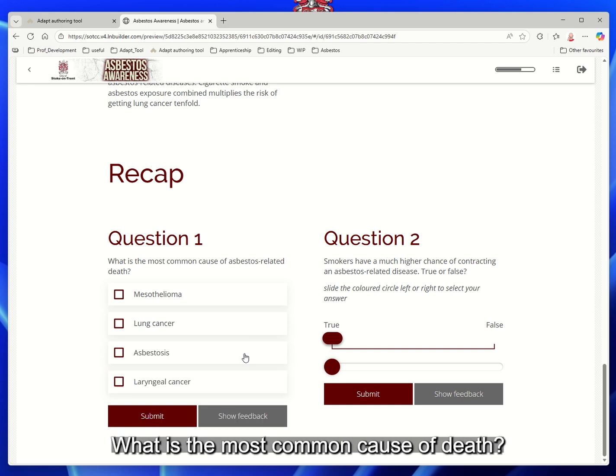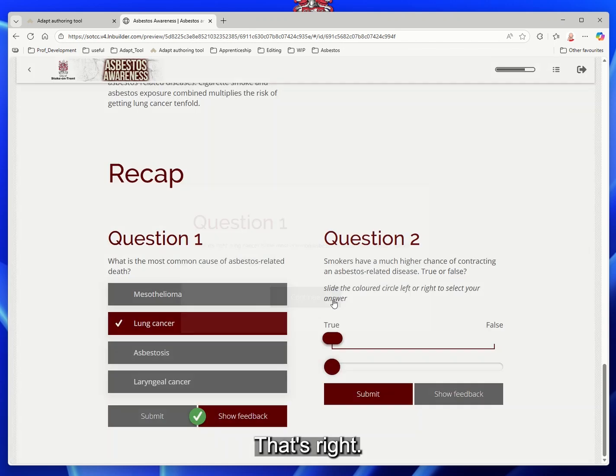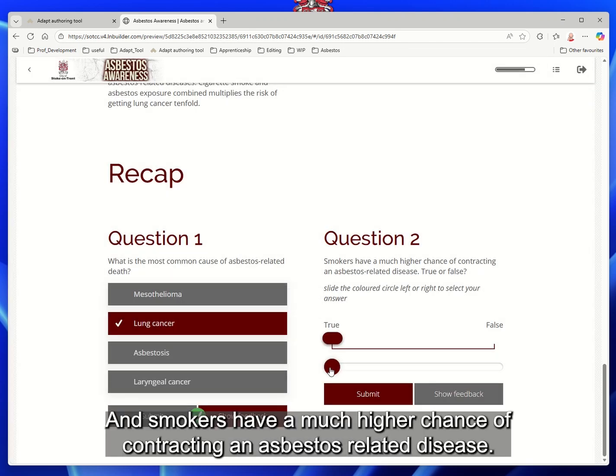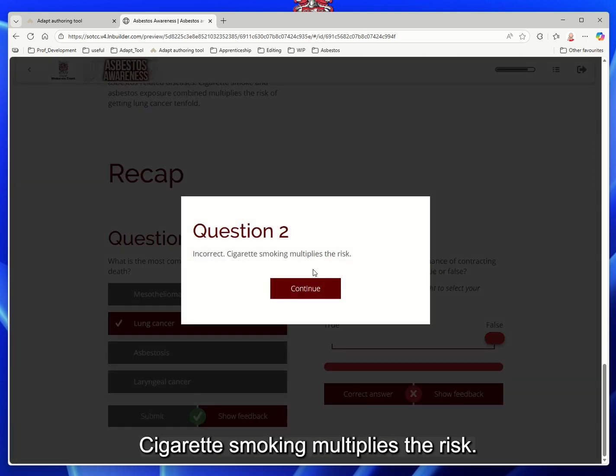What is the most common cause of death? Well, I think I said there that is lung cancer. That's right. And smokers have a much higher chance of contracting an asbestos-related disease. True or false? Is it false? No, it's incorrect. Cigarette smoking multiplies the risk.